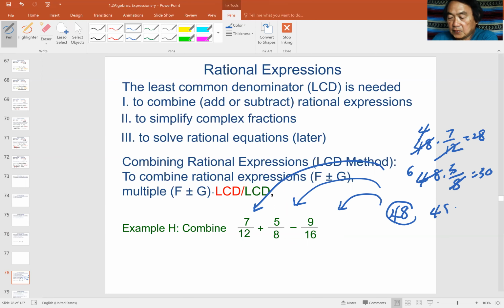48 times individually, 9 16. Cancel 3. The answer is 27. 48 is the smallest number that will remove all the denominators of the other 3 when you multiply through them. Okay, and what am I going to use? How am I going to use the 48?